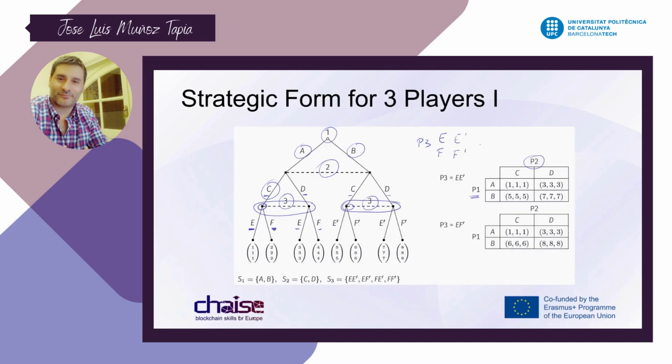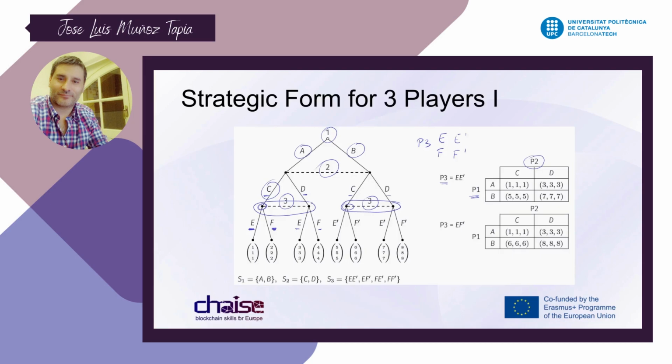So the strategies of player three have two components. The first component is for the first information set and the second component for the second information set. While the strategies of player one and player two only have one component, which is just one action: playing A or B in the case of player one, and C or D in the case of player two.